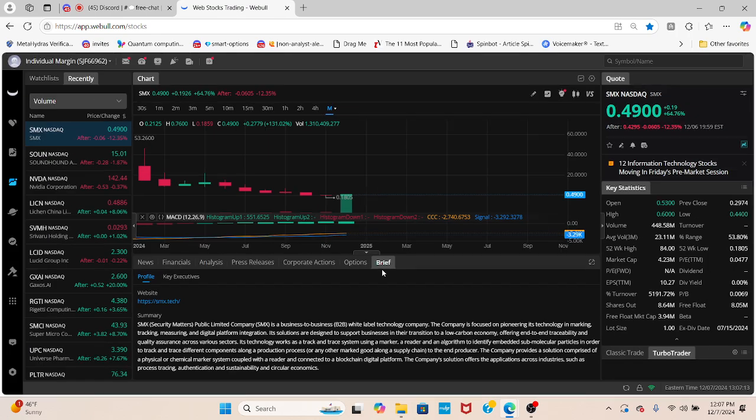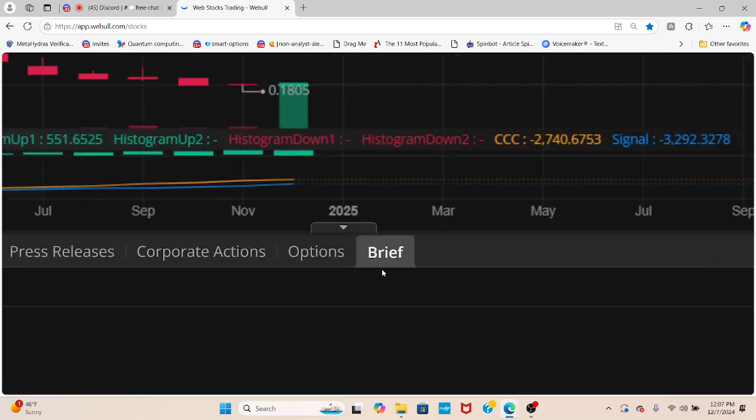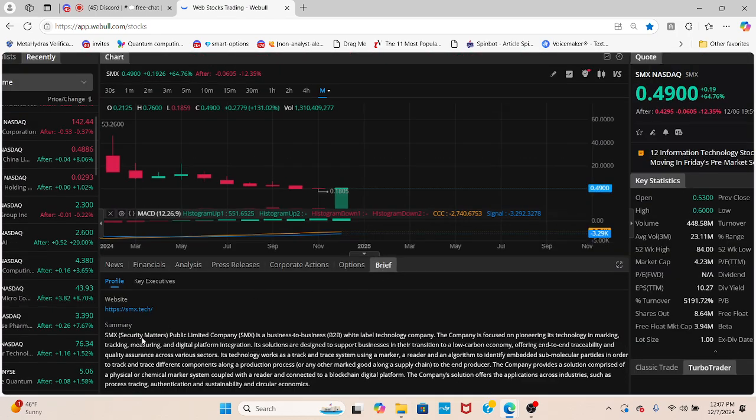We use our Webull investing platform. Check out your briefing. See what that company is. This, for example, is the SMX. They are a public limited company, a business to business and/or B2B white label tech company. This company is focused on pioneering its technology in market tracking, measuring, and digital platform integrations, and so on and so forth. You want to be diving in a bit deeper.